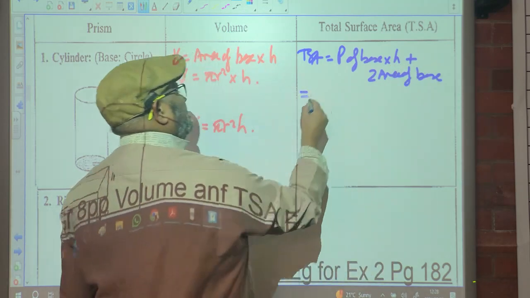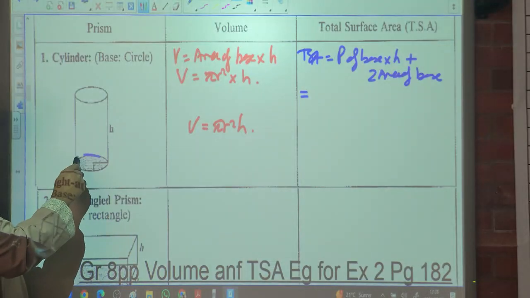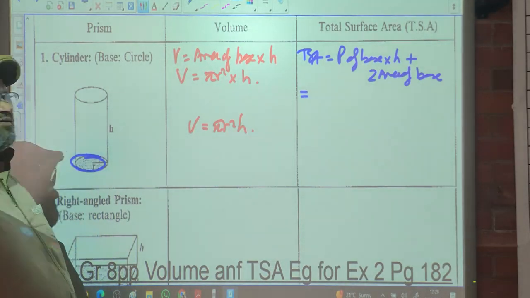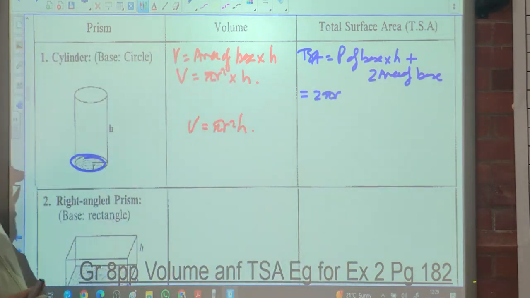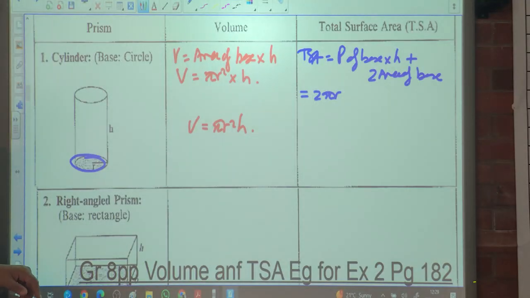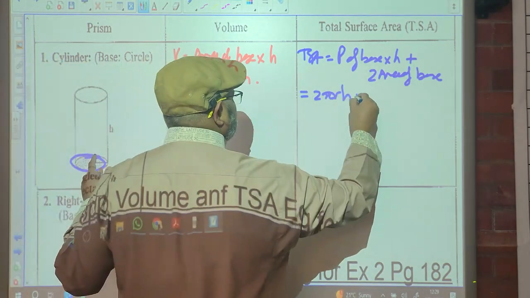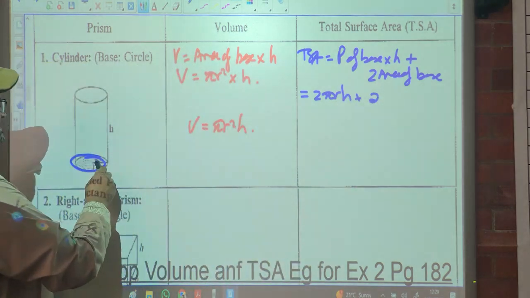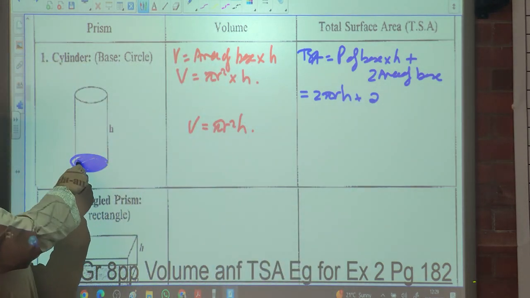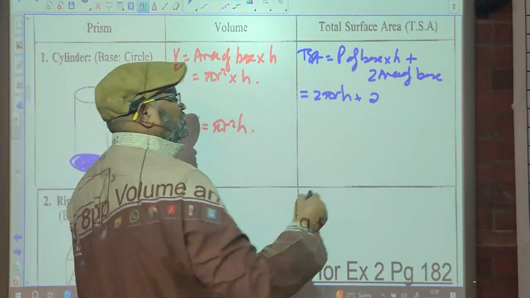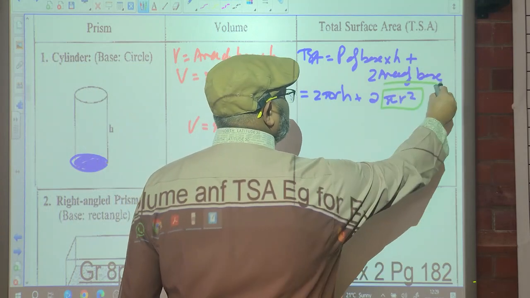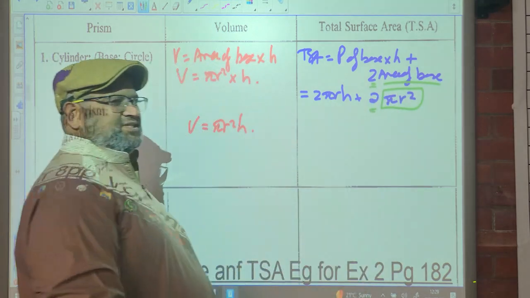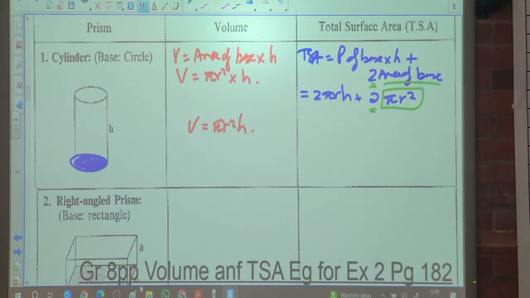What type of shape is this base? Circular base. How do you calculate the perimeter of a circle? 2 pi r. You see how important it is to understand the formula. Right. Times height is h, plus twice, what type of shape is this base? Circular base. How do you calculate the area of a circle? Pi r squared. So this part is for the area of the base, and that too is because the top and the bottom are the same. Do you guys understand? Is there any confusion there?